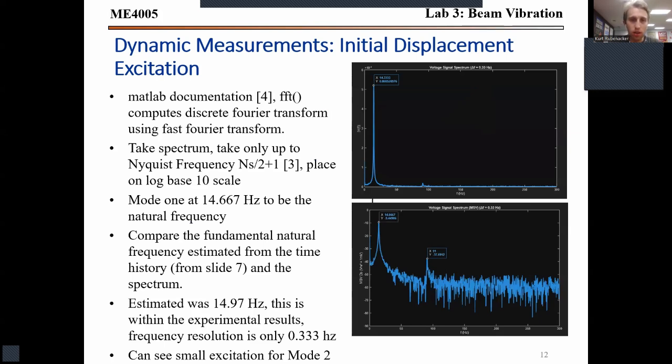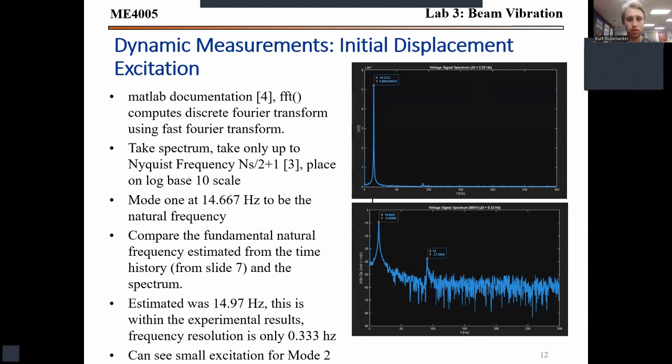Next, looking at the spectrum analysis, according to the MATLAB documentation and the Canvas sources, the FFT computes the discrete Fourier transform using a fast Fourier transform. This is an algorithm that gets the spectrum analysis. It calculates, for the voltage, the different frequencies where it happens a lot. So you get the dominant frequencies, which is the natural frequency in mode 1 here.